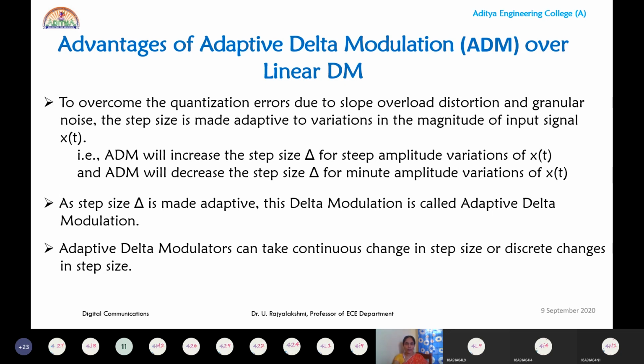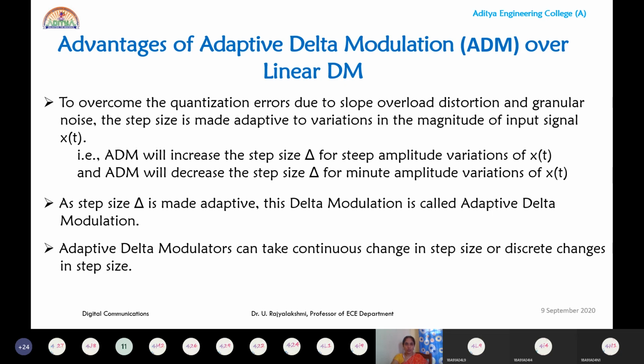Please all of you observe the first point. In the first point, what is the first drawback? Linear delta modulation will provide a constant step size. This constant step size will introduce two kinds of errors in the traditional or linear delta modulation. That's why the SNR of linear delta modulation is very poor.